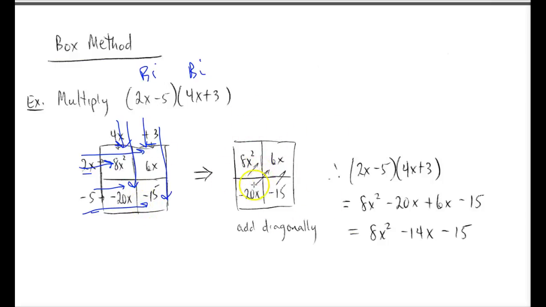And so now from here, we just add up diagonally. And so in the diagonals, you see what are like terms. So notice that 8x squared and negative 15 do not have any like terms, but negative 20x and positive 6x are like terms. So we can add those together. And when we add those together here, we get a negative 14x as a result. And we see that we get the same answer that we've gotten all these other times we did this.